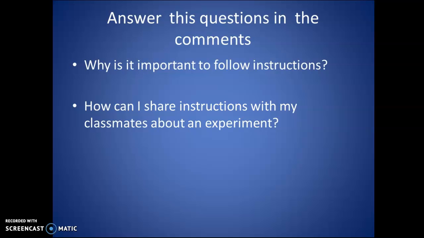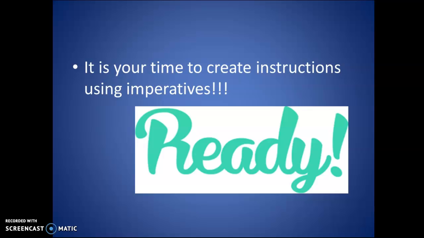So you can answer the questions in the comments. What is important to follow instructions? How can I share instructions with my classmates about an experiment? It's your time to create instructions using imperatives.